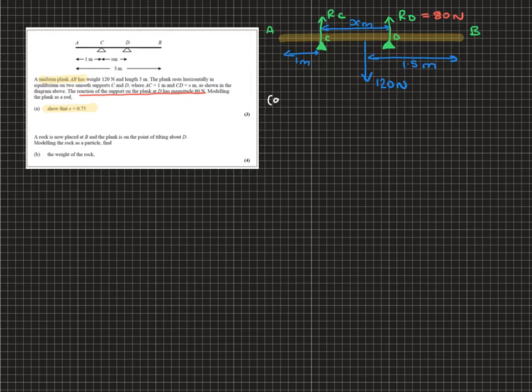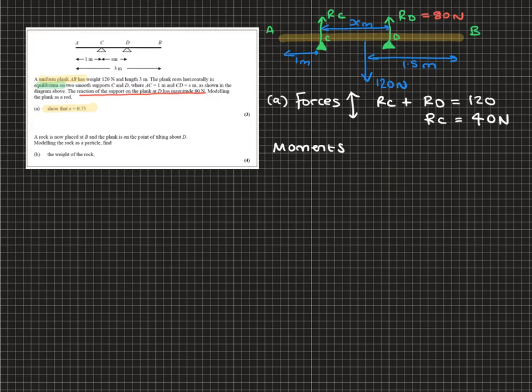So let's start off by thinking about forces. If we remember that the system is in equilibrium, the plank is resting horizontally in equilibrium, we were told that in the question earlier on. If we balance our forces, we know that RC plus RD must equal 120, but RD is equal to 80 newtons, so RC has got to equal 40 newtons. Now, let's look at balancing moments. Now, we know the value of all of the forces in this question, so really our choice of which point to take as a pivot point for taking the moments about can be any point on the rod.